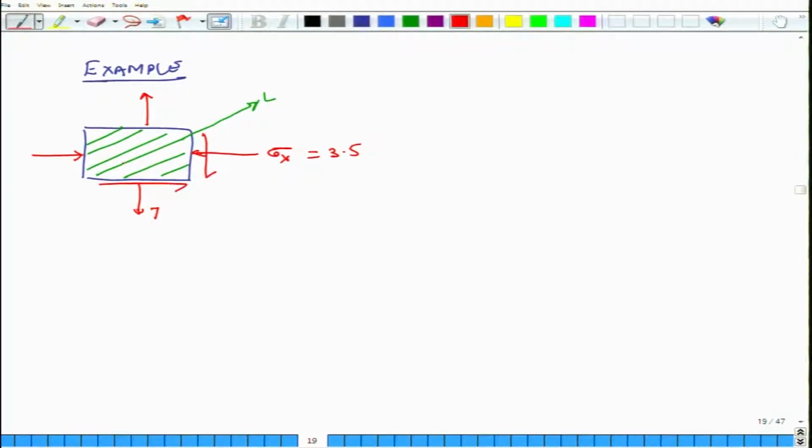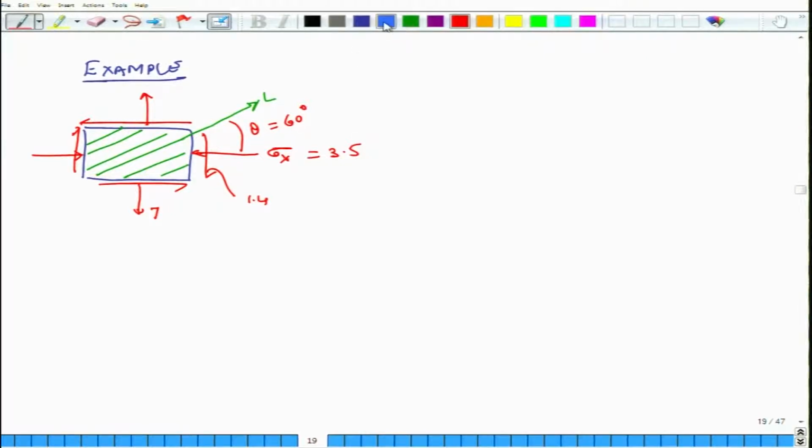and then finally there is also a shear stress and the shear value is 1.4 MPa, and this angle theta is 60 degrees. So, remember we always measure with respect to x axis, going counterclockwise is positive theta. So, theta is 60 degrees. Okay.